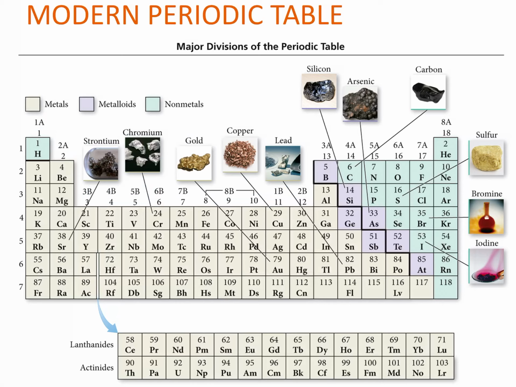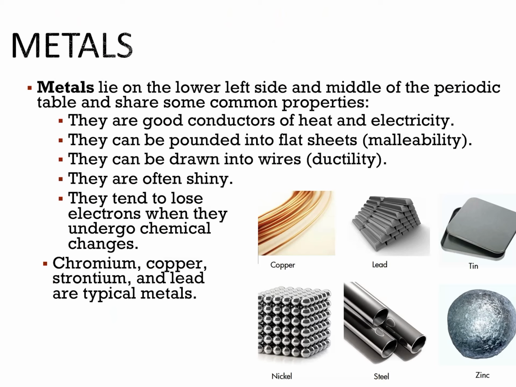Another thing that we can see on this modern periodic table is that it is arranged by metals, nonmetals, and metalloids. So the ones that are all kind of this tan color, those are metals. And the ones that go down the zigzag line that are in purple, those are metalloids. And the ones all the way to the right that are in green, with the addition of hydrogen, those are all nonmetals. And they all have different properties, right? Metals are different than metalloids, which are different than nonmetals. So we're going to go through those.